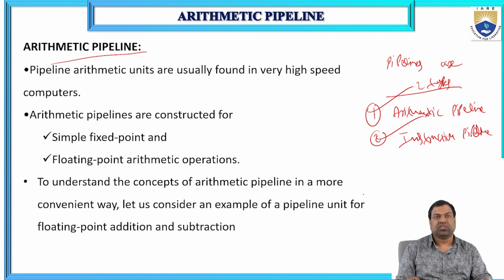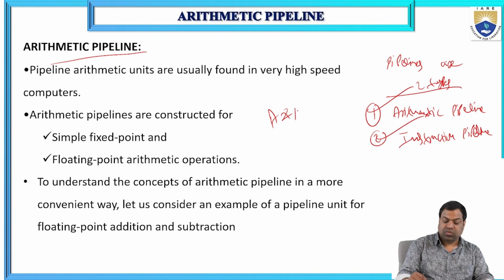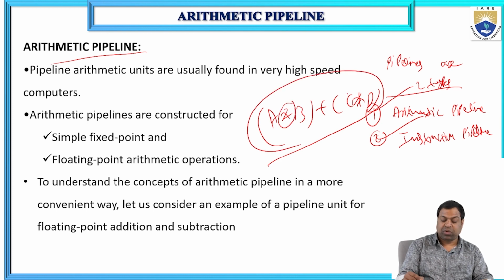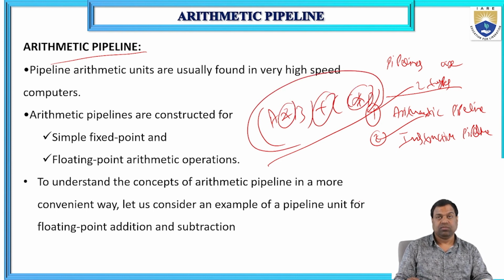So one example we'll discuss now. What is the arithmetic pipeline? Suppose A times B plus C times D. Is it an arithmetic operation? Yes. Why? Because we are multiplying here and we are adding together. Arithmetic operations means operations like addition, subtraction, multiplication, division, increment, decrement, and so on. So here is one example of an arithmetic operation. The pipeline is suitable for arithmetic operations. That is the arithmetic pipeline.